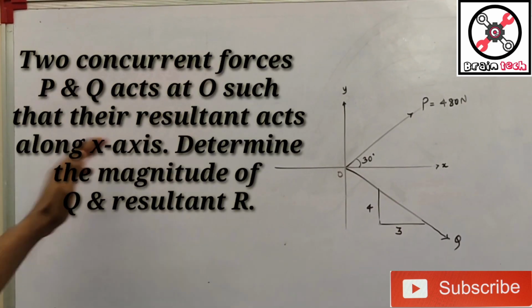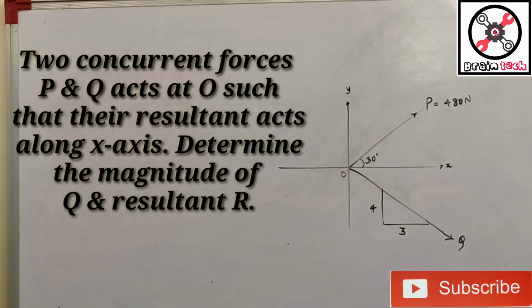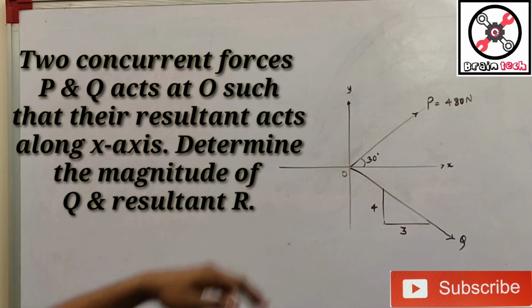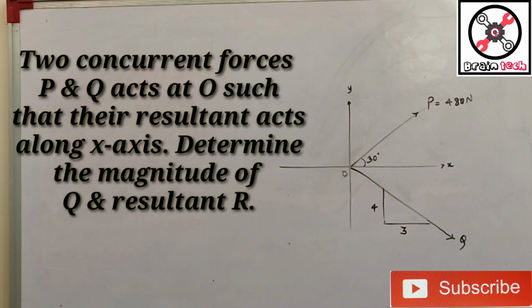So guys, this is the second sum we are taking. The question says two concurrent forces P and Q act at O such that the resultant acts along x-axis. What does it mean? We'll see in the sum. Determine the magnitude of Q and hence the resultant. So here they have asked two things: the value of Q force and the resultant of the given system of force.